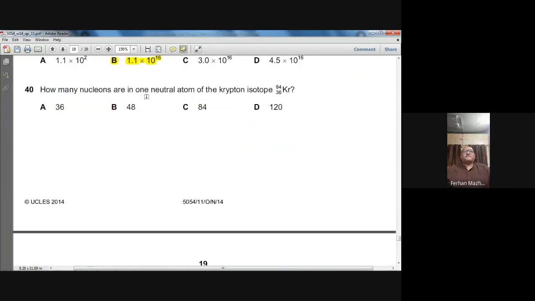How many nucleons are in one neutral atom of krypton? Nucleons mean the mass number, the number of protons plus the neutrons. That is 84. Simple. Question number 40, C is the option, sir.